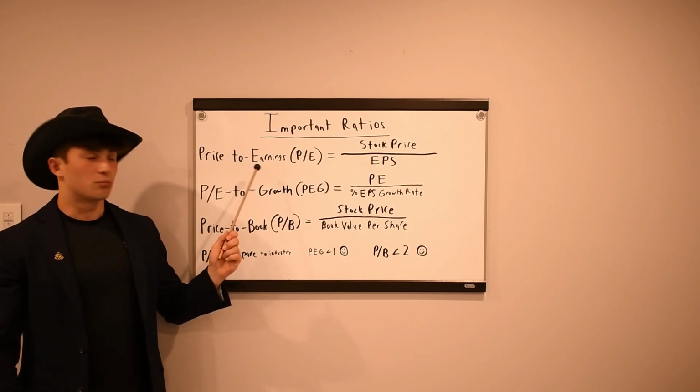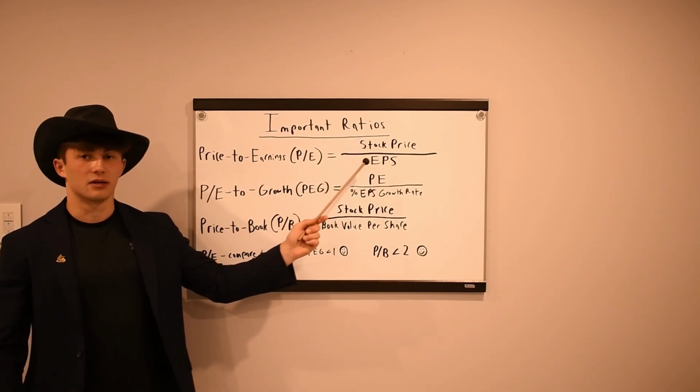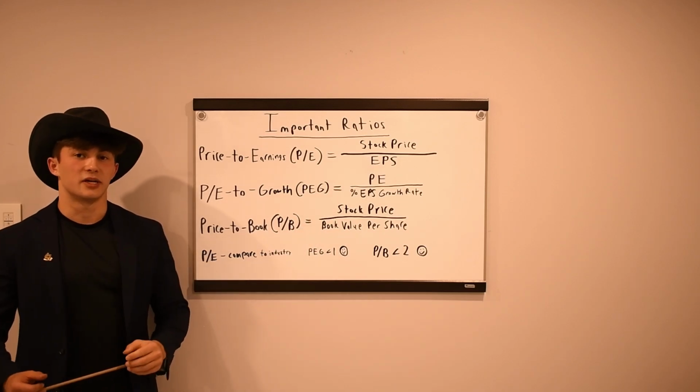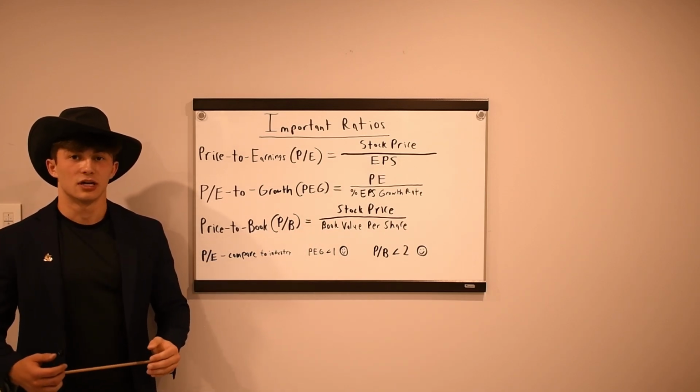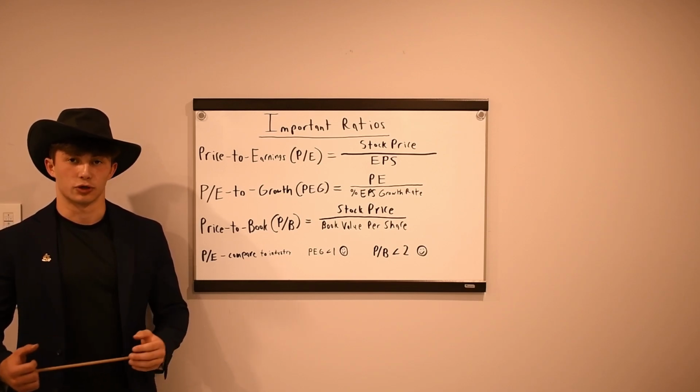First of all, we have the price to earnings, or the PE ratio, which is the company's stock price divided by the company's earnings per share. The reason this ratio is important is because it allows us to evaluate whether the company is overvalued or cheap relative to its earnings.